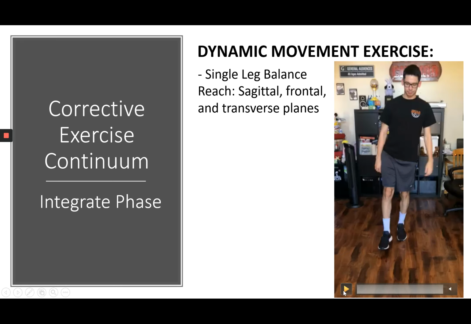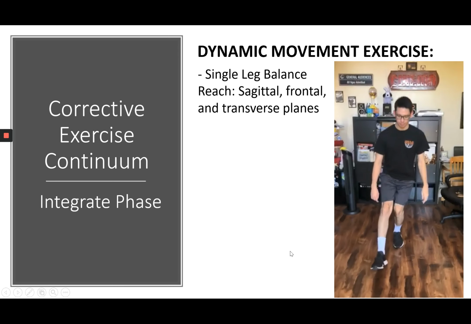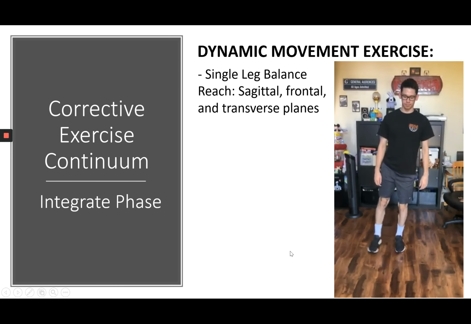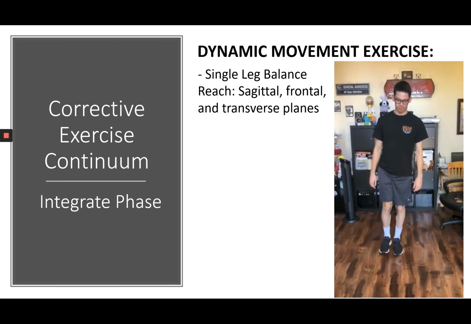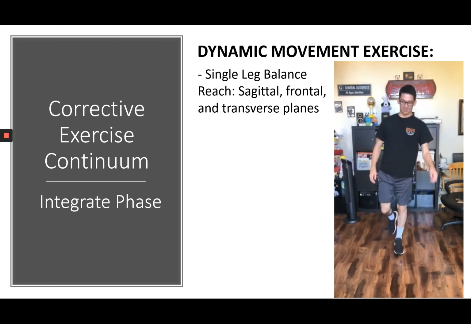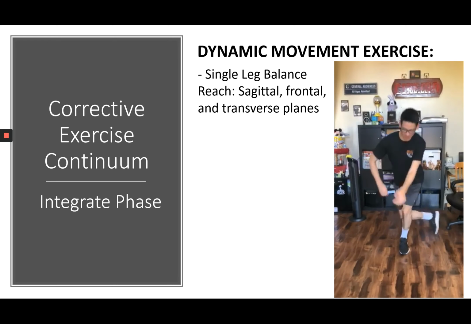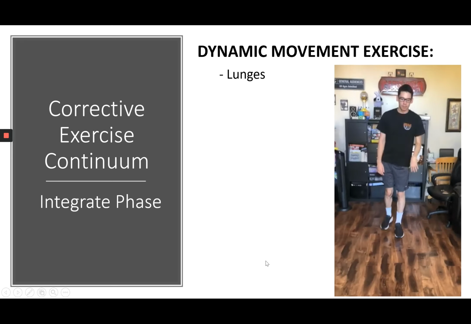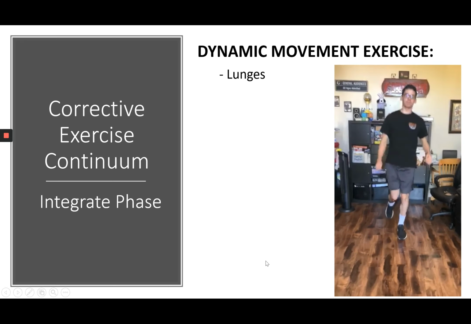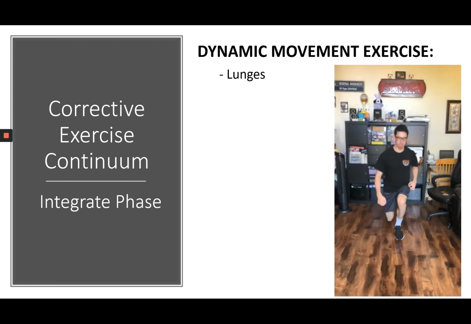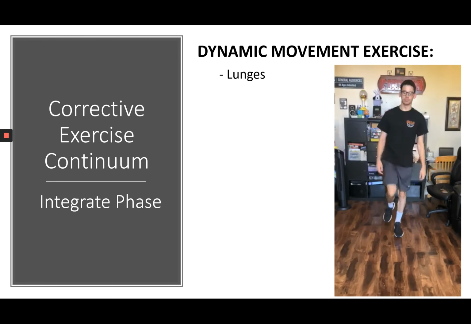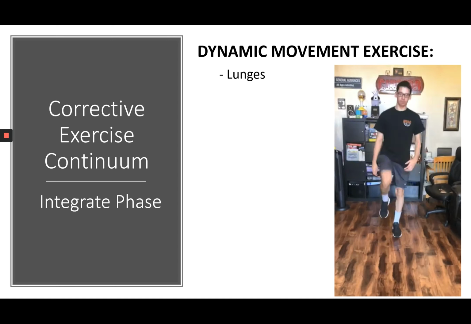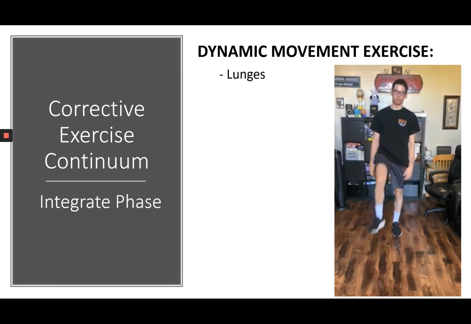In the single leg balance reach, you stand on one leg, kind of like a single leg squat, and you move it forward and then out to the side and then behind you. And he finally got through it there. Okay. And lunges. Everybody knows how to do a lunge. You lunge forward, lunge back, keeping that knee from going past your toe, and then push it up to your chest and repeat.